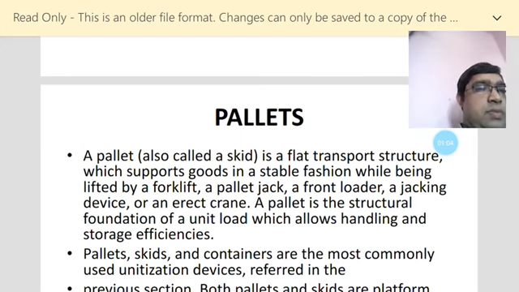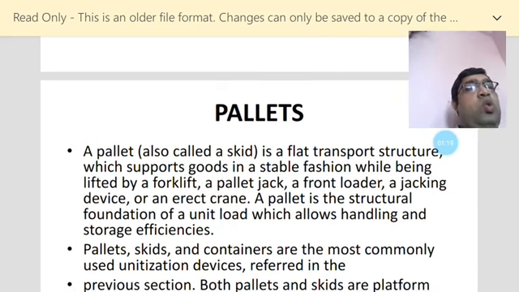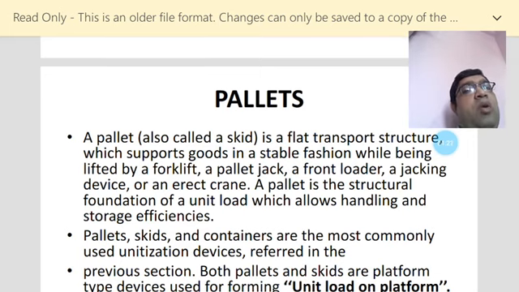A pallet, also called a skid, is a flat transport structure which supports goods in a stable fashion while being lifted by a forklift, pallet jack, front loader, jacking device, or erect crane. A pallet is the structural foundation of a unit load that allows handling and storage efficiencies.